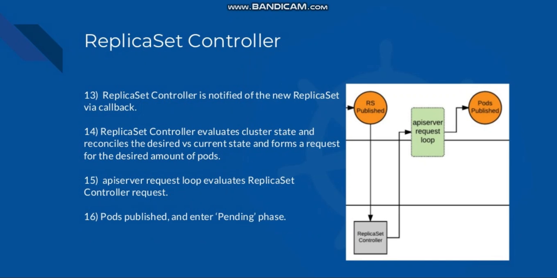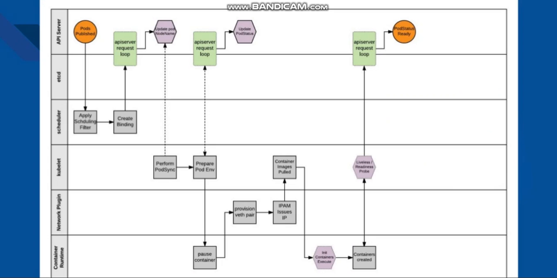The replica set is published. The replica set controller is notified of the new replica set via callback. The replica set controller evaluates cluster state, reconciles the desired versus current state, and forms a request for the desired amount of pods. The API server request loop evaluates the replica set controller request, the pod is published and enters the pending phase. So you can see the diagram of the whole flow, like apply, create, bind. So this is the complete flow chart.